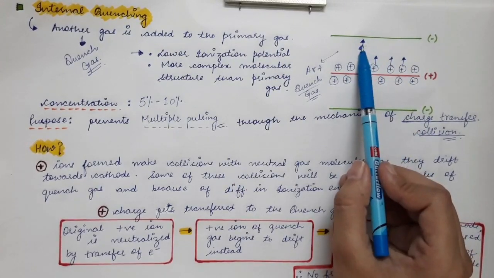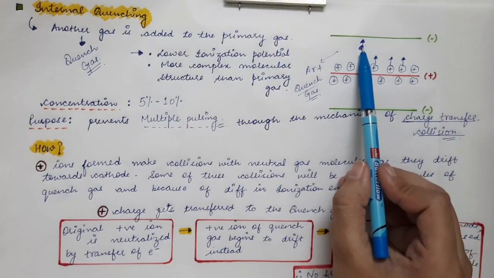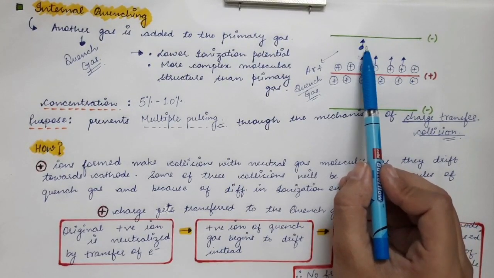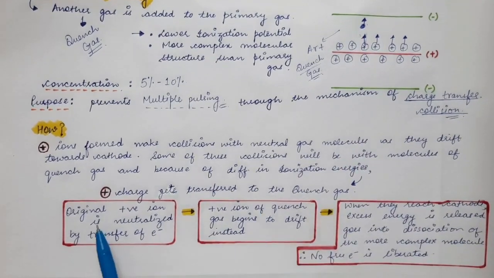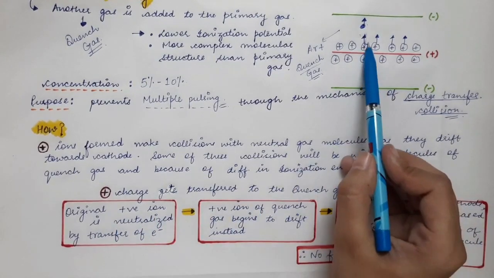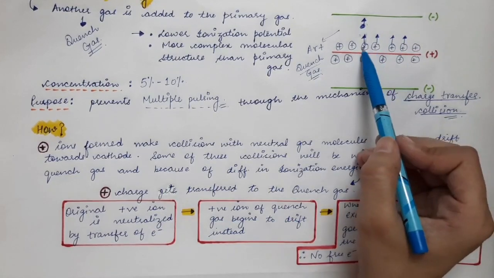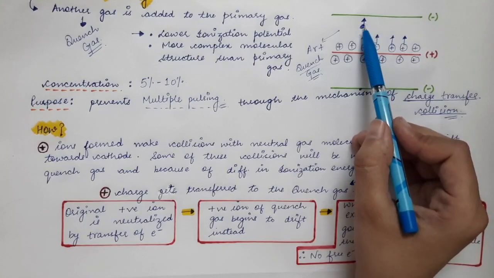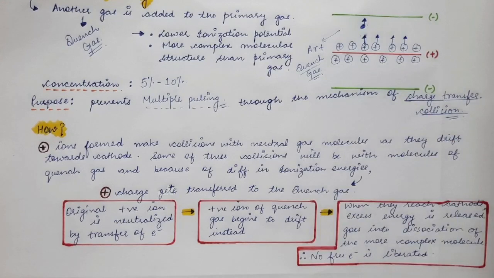The electrons from the quench gas molecule will be transferred to this positive ion, and now the quench gas molecule will become positively charged. So the original positive ion is neutralized by the transfer of electron. The positive ion of the quench gas begins to drift instead. So now, instead of the original positive ion, the positive ion of the quench gas starts drifting towards the cathode.